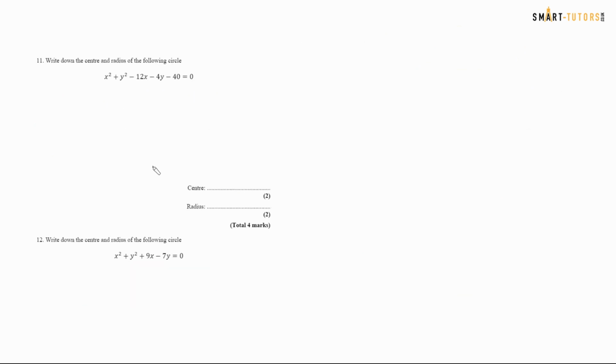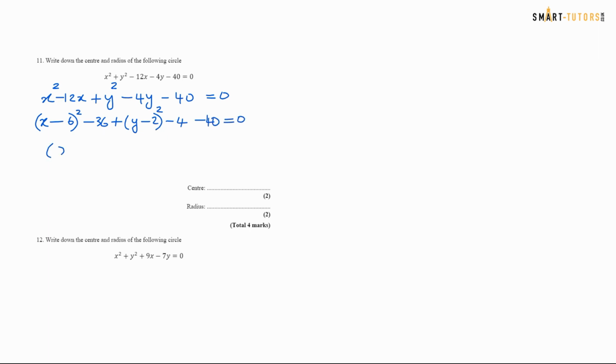Question number 11, write down the center and the radius for the following circle. So the same format, so we have to change it: x squared minus 12x plus y squared minus 4y minus 40. So we put them into the bracket. So x squared means x, minus means minus, half of 12 is 6, whole thing squared, minus 36 because 6 times 6 is 36, take away 36, plus y minus half of 4 is 2, whole thing squared, take away 4, minus 40 equals 0.